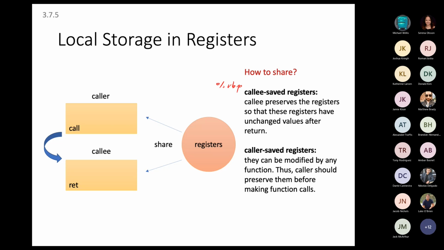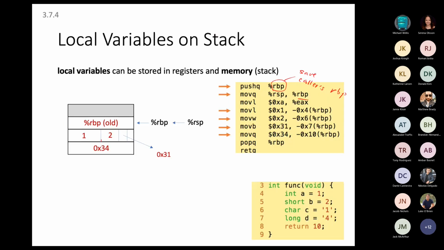That is, the callee preserves the registers so that these registers have unchanged values after return. So the callee needs to save the registers. In other words, the caller claims the priority over using these registers. The example is RBP. The caller has its own base pointer, and the callee wants to use this base pointer. Before the callee uses it, the callee has to save it. That's where push RBP comes from. And when the callee is one step from returning, it has to pop RBP.